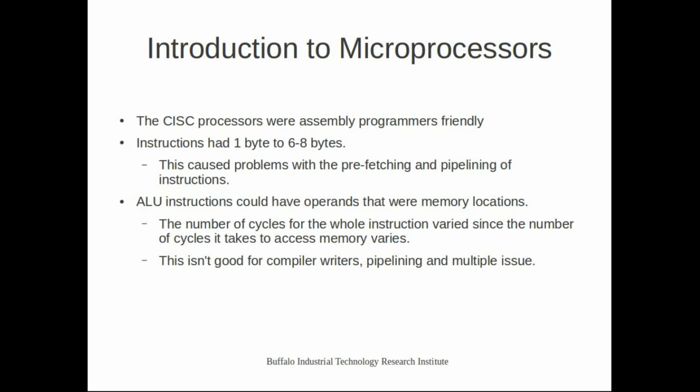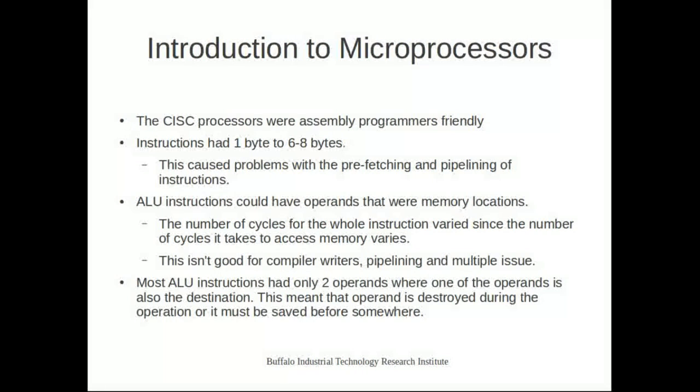This was not good for the compiler writer and pipelining and other issues. Most of the instructions involving the arithmetic logic unit had only 2 operands, where one of the operands is supposed to be the destination after the execution. For example, add register 1 to register 2 and store the result in register 1. This meant that the operand in R1 was destroyed after the execution to store the results. If you wanted the value in R1, it had to be stored somewhere before running the instruction.